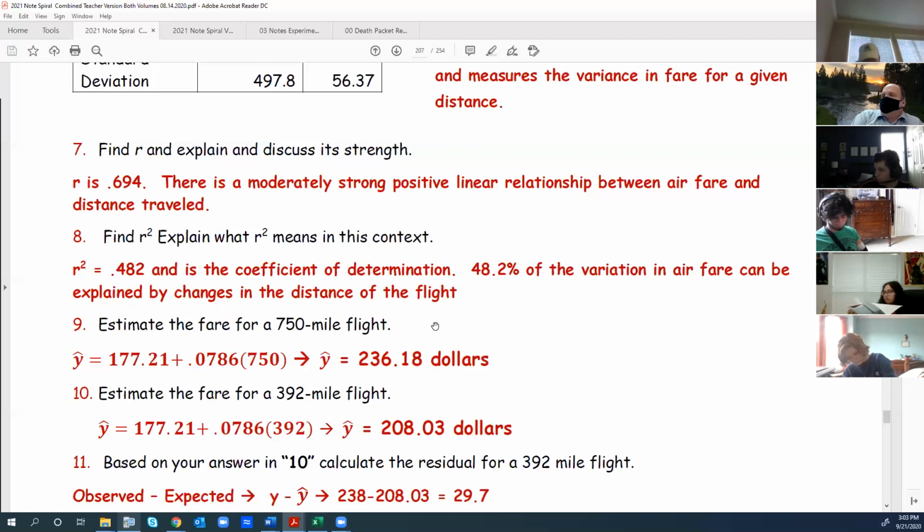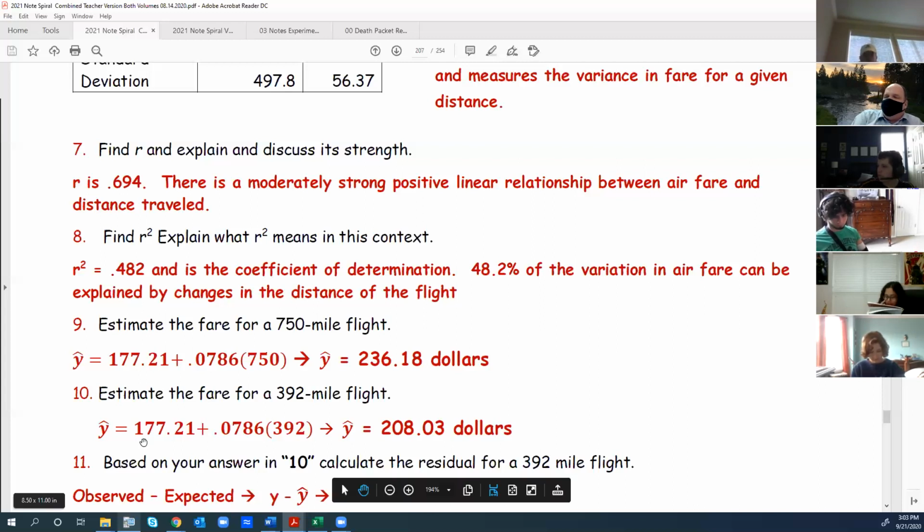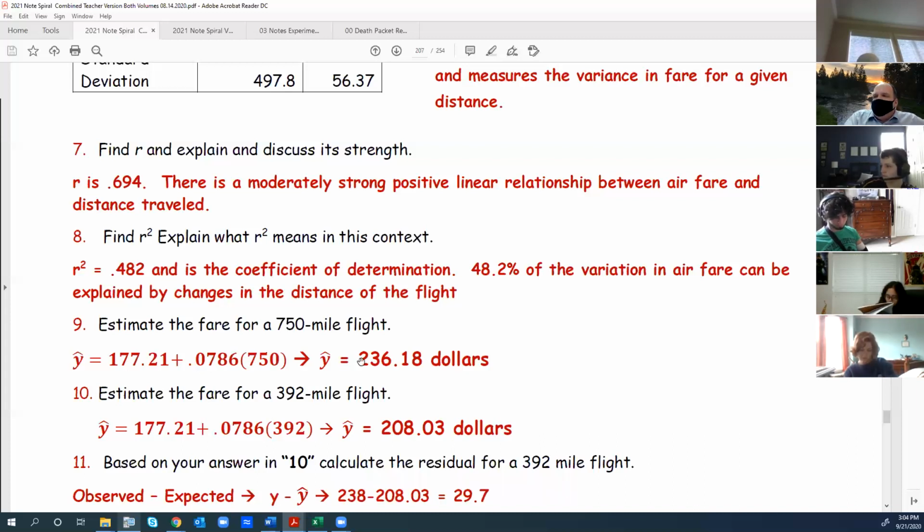The next thing, number 9, says estimate the fare for a 750-mile flight. Well, that's easy. Y equals mx plus b. I plug in 750 for my x, and I get $236.18. Please note, I used y hat because that's what I predicted to happen. That's not necessarily what happened, that's what I predicted to happen. And we're about to see the difference when we do number 10 and 11.